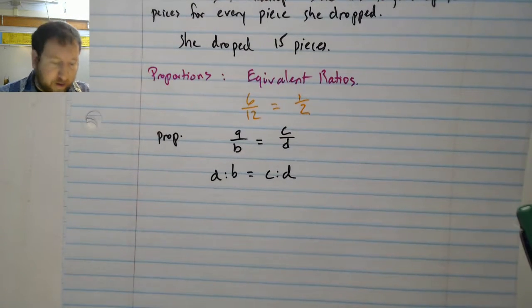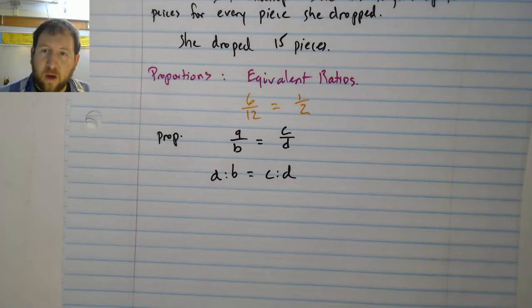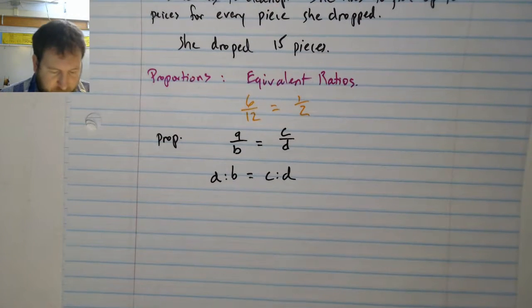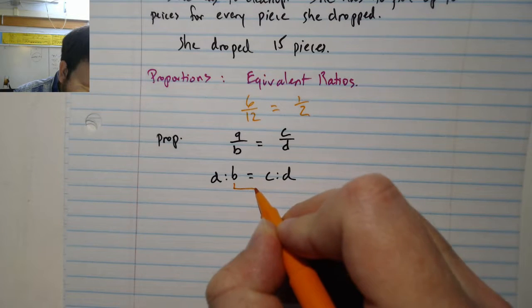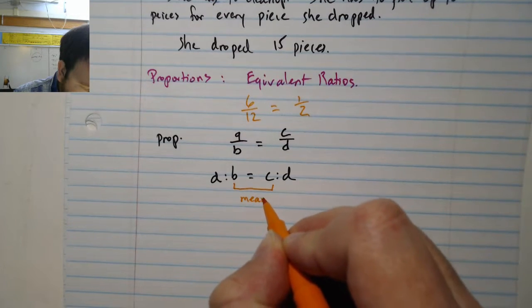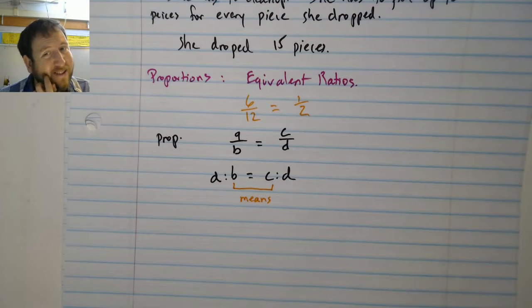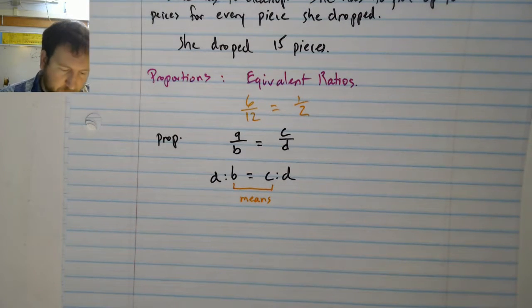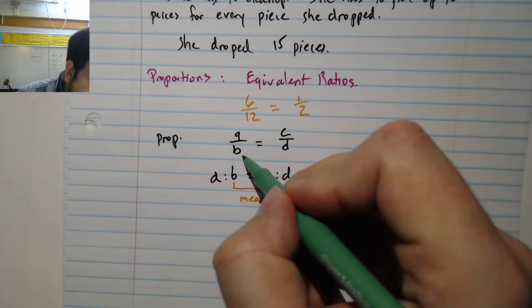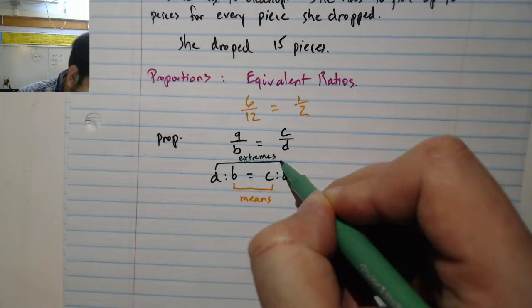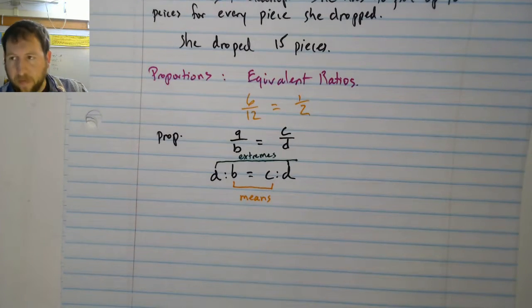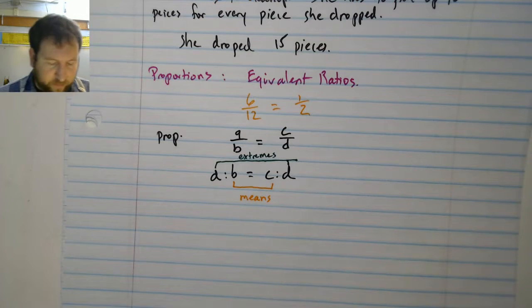And the key here is that we have different names for these sections of a proportion. We can say that these on the inside here are called our means. And then here on the outside, we have our extremes. Oops, a little too far. Oh, that green doesn't look very different. I should have used a different color.